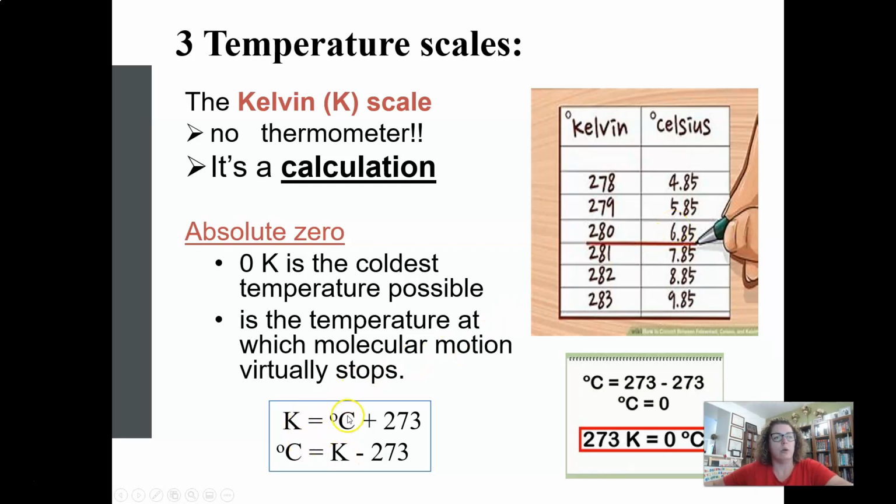So here are the two equations. And lucky for you, I believe they're on your AP equation sheet. I believe one of them is. I don't think both of them are. But to find Kelvin, we just take the degrees Celsius and add 273.